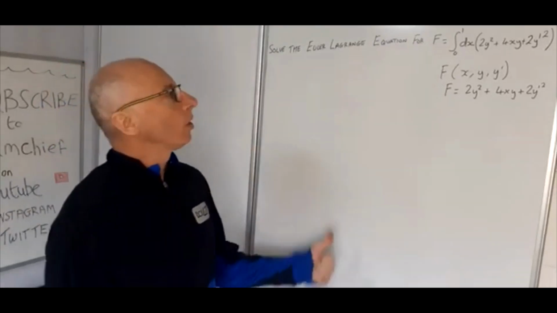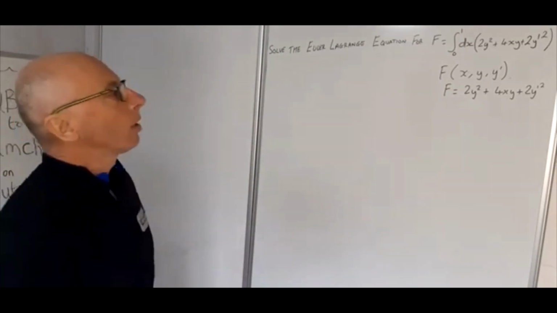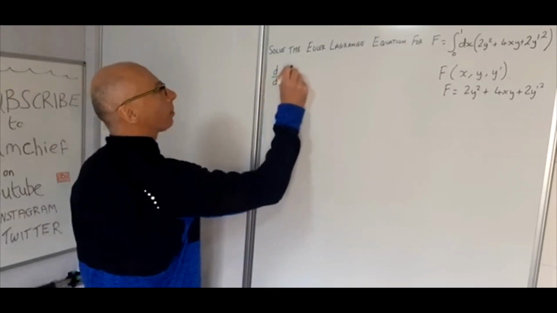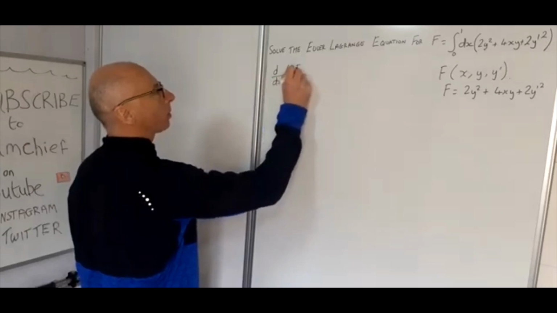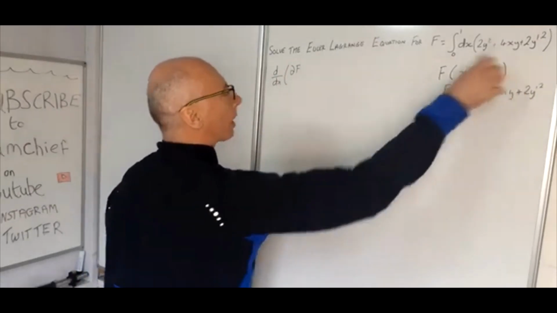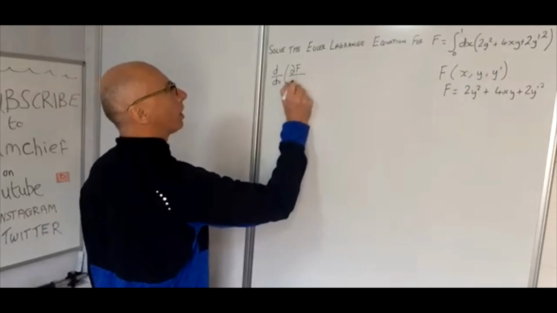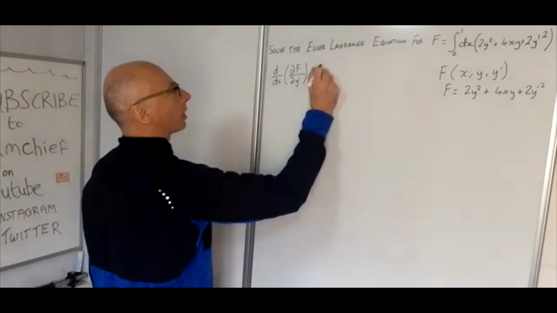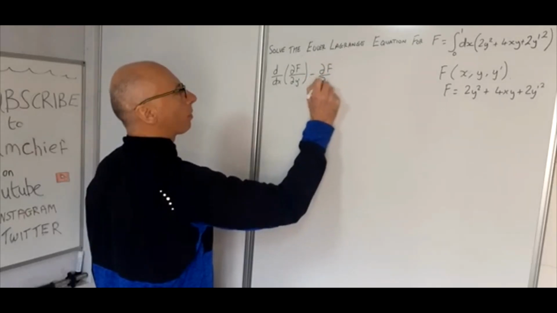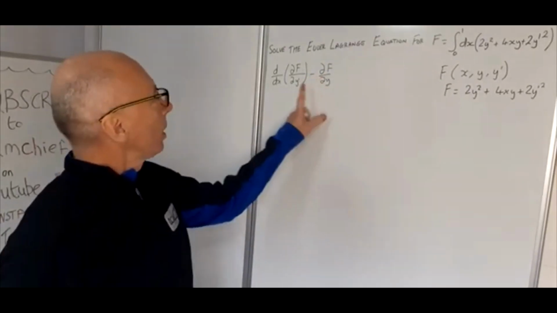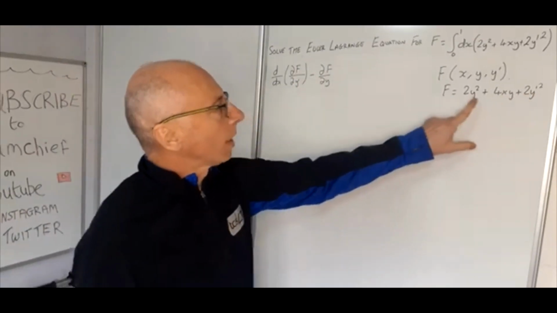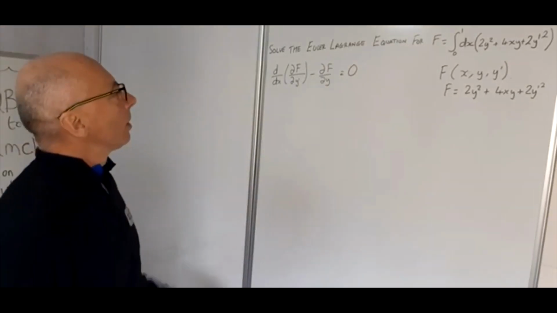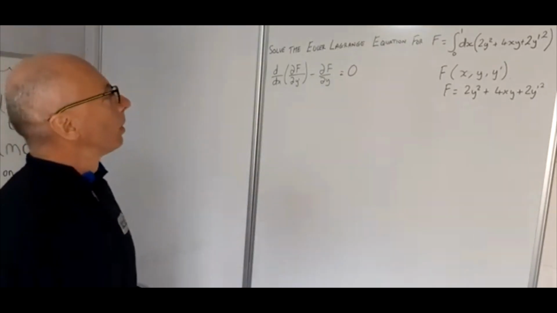Okay, so solve the Euler Lagrange equation. Well, the Euler Lagrange equation we know is like this. It's the derivative of the partial of f, which is our functional inside the integral, with regards to y prime, and then we subtract the partial of f with regards to y. These are y prime and our y's, and we set this to equal 0. So we try and solve this. This is what we're looking for.